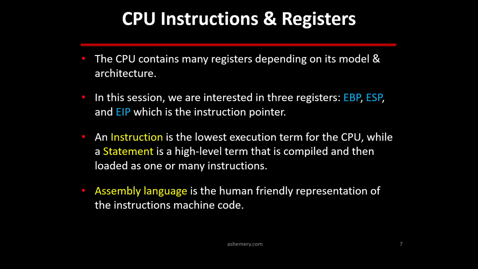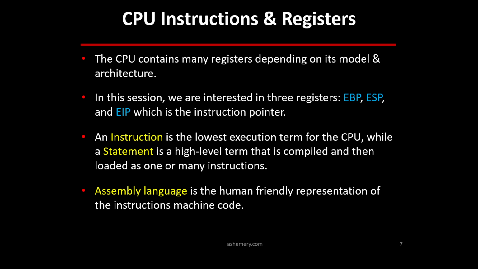Now, CPU instructions and registers. So the CPU at the end contains a number of registers, depending on its model and architecture. The number of registers on a 32-bit x86 system is different than when we talk about a 64-bit system. So keep that in mind. The number of registers will be different.